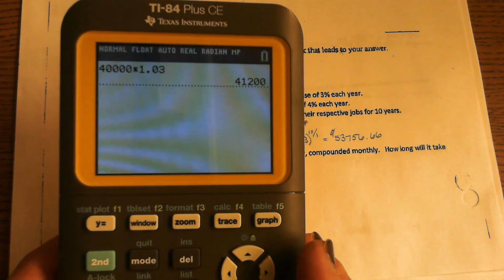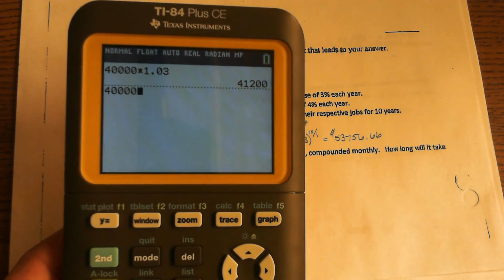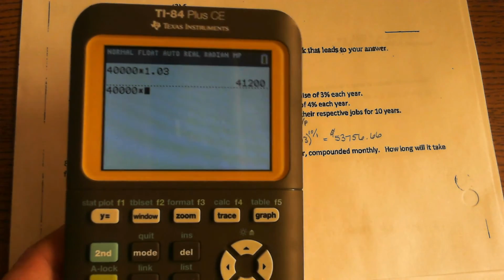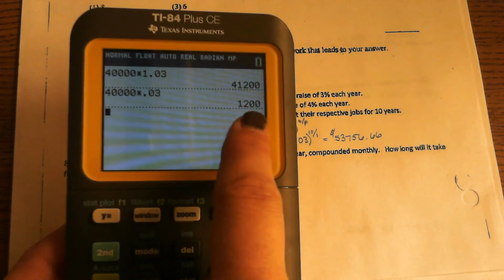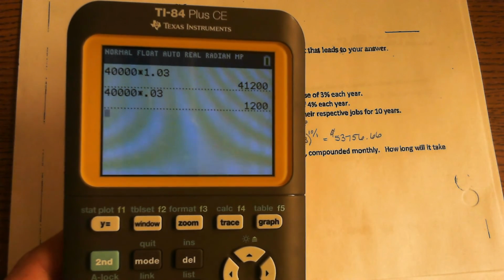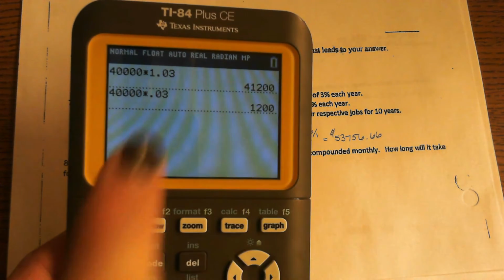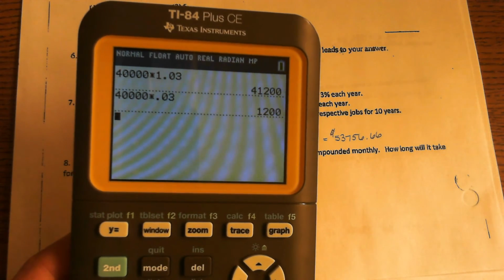You know what a lot of people do wrong? They multiply 40,000 by 0.03 and they tell me they're making $1,200 the next year. That's not right. They're making $1,200 more the next year. So you would then need to add that on to the initial 40,000.